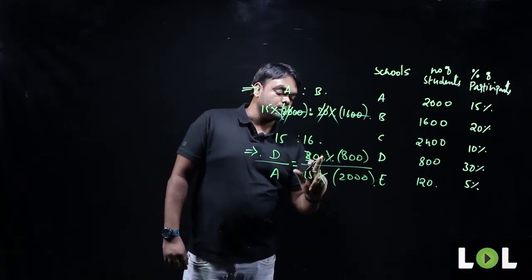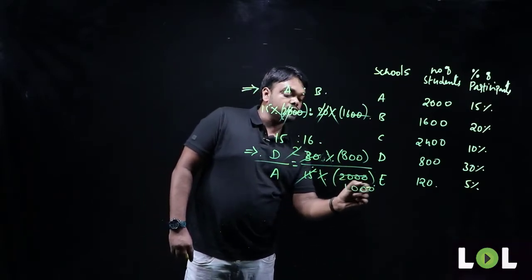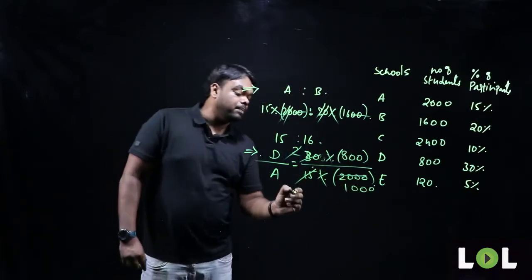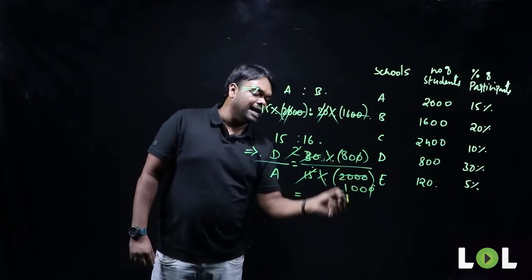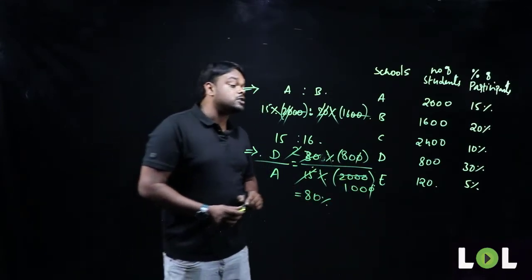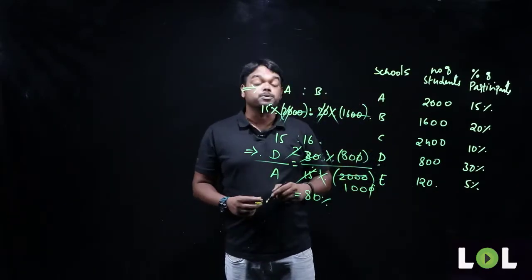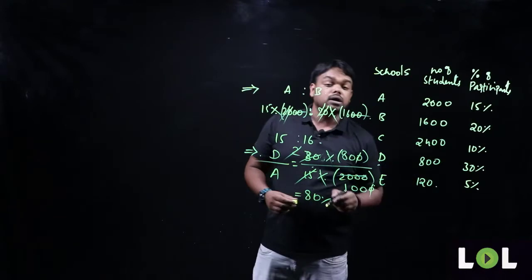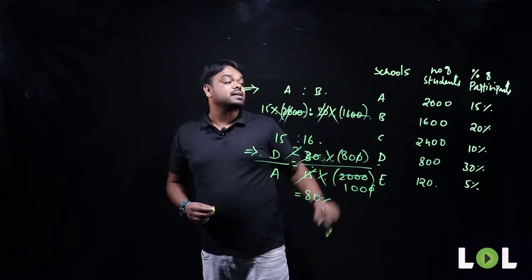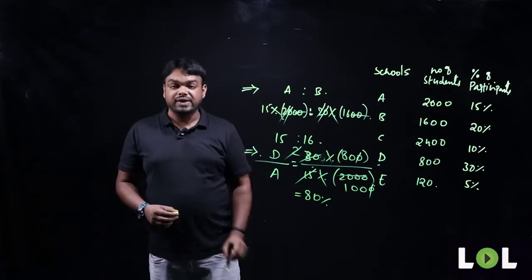This is 30 guys, I'm so sorry. 15 into 1, 15 into 2, 2 into 1, 2 into 1000. So 800 divided by 1000, remove a zero, 80 by 100, which is nothing but 80%. So the number of participants from D are 80% of the number of participants from A. So another question he can ask is something like, what is the average number of students who participated in the event.